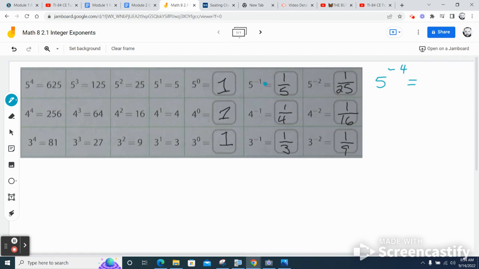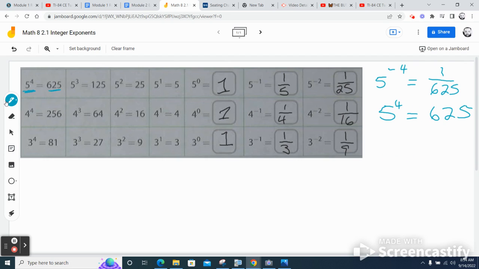It's on the screen already. What'd you say? You were right. How did you come up with 1 over 625? Yeah, so what she did is she looked over here and she says 5 to the positive 4 is 625. And then she said, well, the pattern is that if I have a negative power, it's the same as the positive power, except it's 1 over that, right?